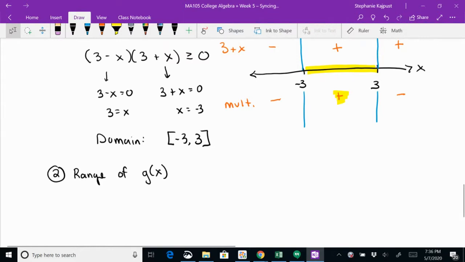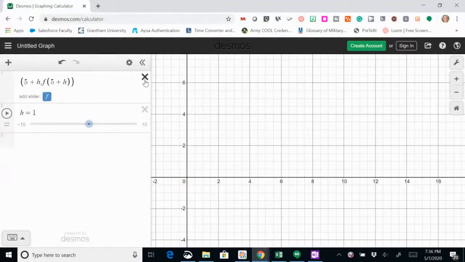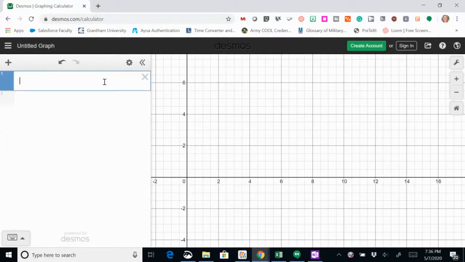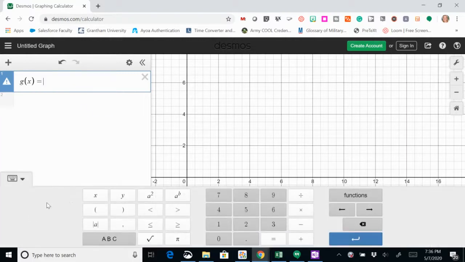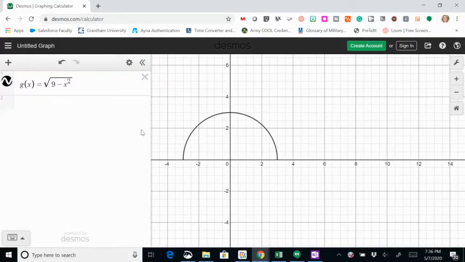Now, generally, when I find the range, I just do it by graphing, because it's a lot harder to find than doing the domain. So I'm going to pull up Desmos, and I am going to just graph our g of x function. And that is the square root of 9 minus x squared. Okay. So this is what we get when you graph that function.